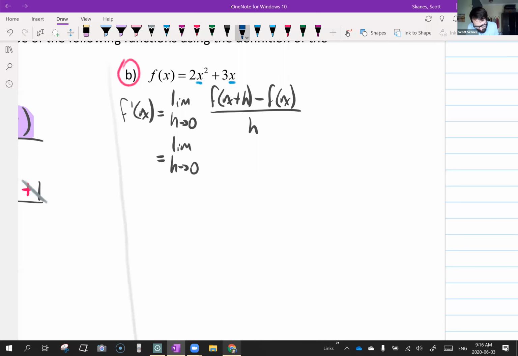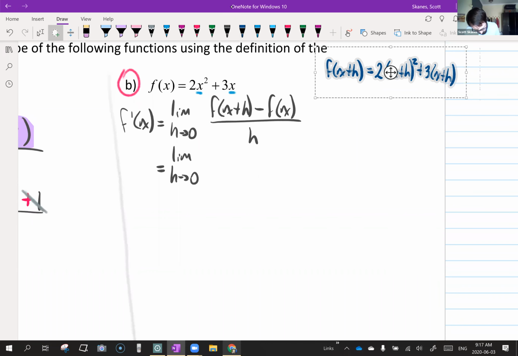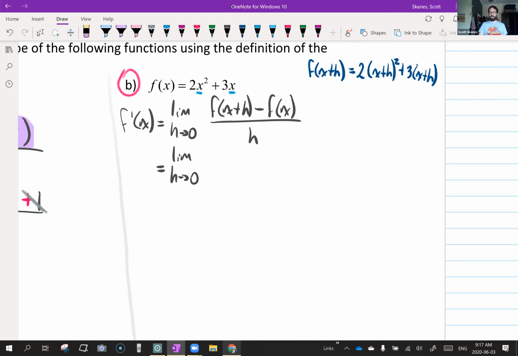So let me write it on the side. f of x plus h is the original function, but every time you see x, you replace it with x plus h. So I just wanted to put that on the side. Every time you see x, just replace it with x plus h. That's all we've done. It used to be x. It used to be x. Now it's x plus h. So I'm going to write that whole thing out.